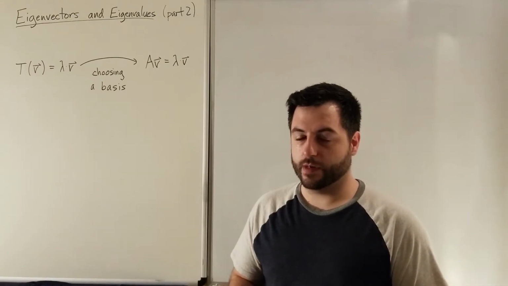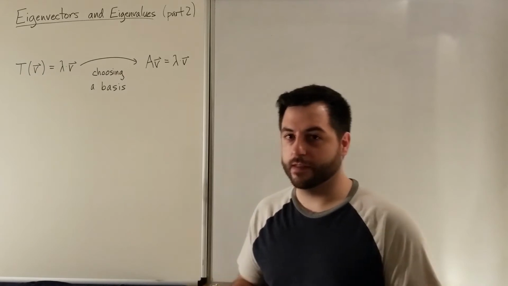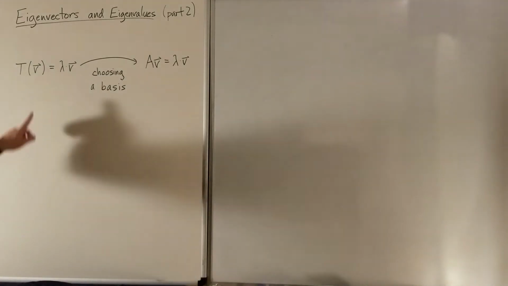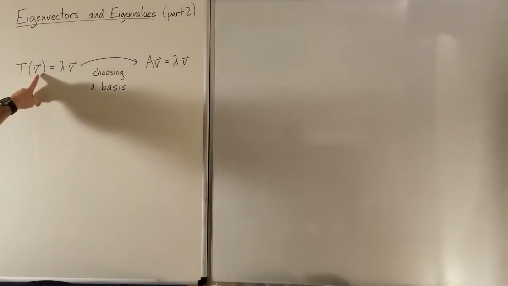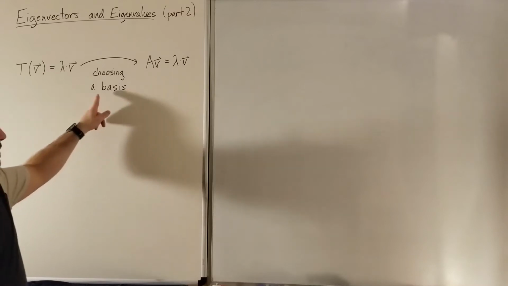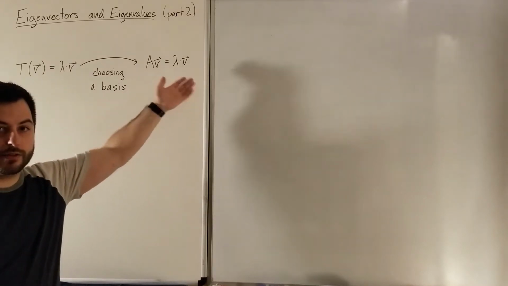Hi, in this video we're going to be talking about eigenvectors and eigenvalues again. We have a transformation applied to a vector is equal to lambda times a vector. After we choose a basis, we can turn that into a matrix.